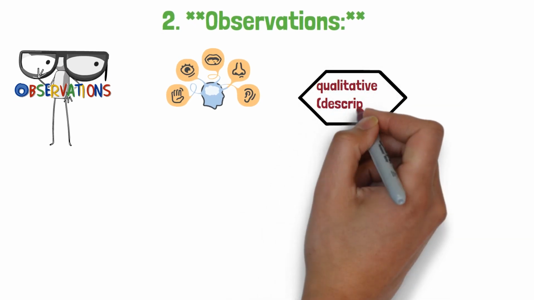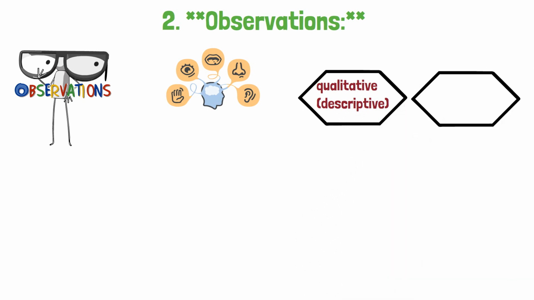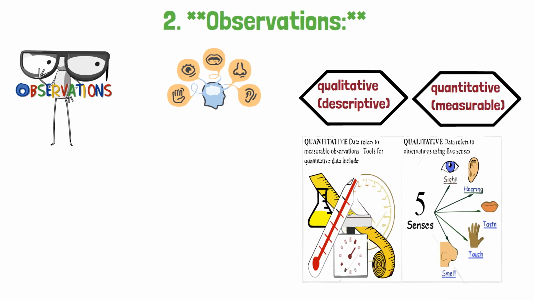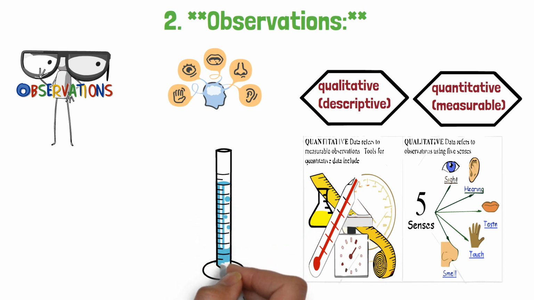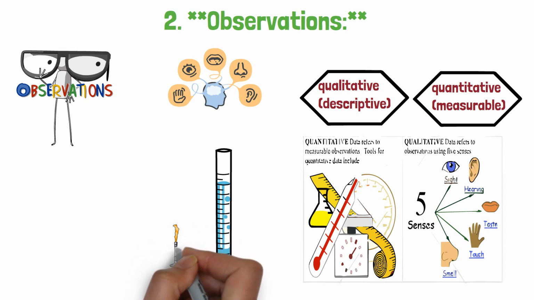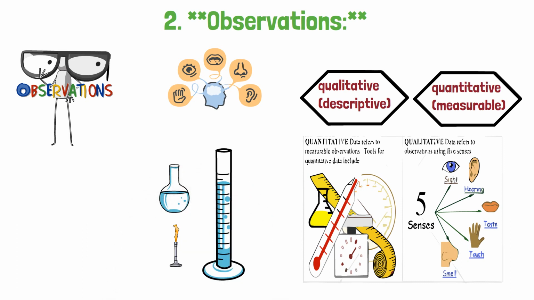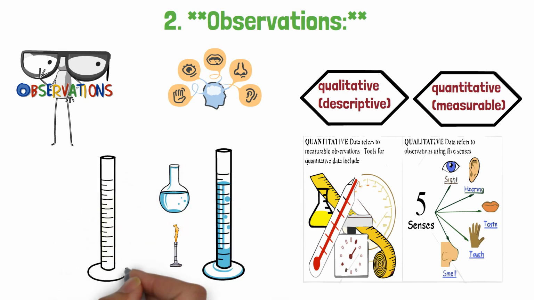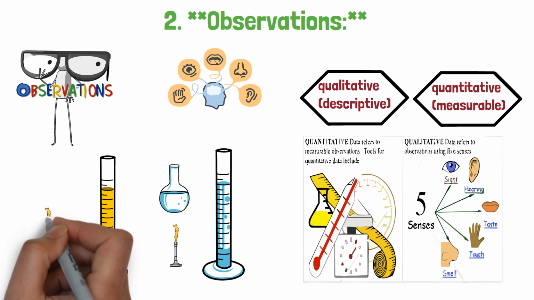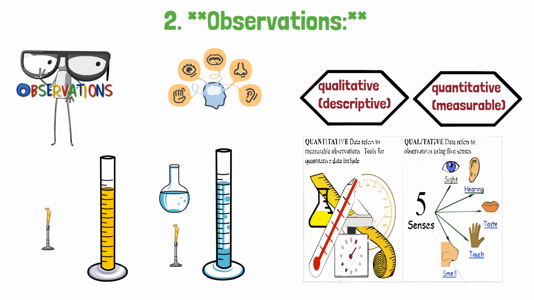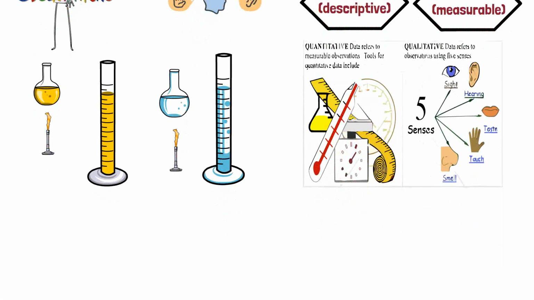These observations can be both qualitative, descriptive, and quantitative, measurable. Quantitative observations, measured in numbers, are considered more precise. Qualitative observation examples: the freezing point of water is colder than the boiling point, or a liter of water is heavier than a liter of ethanol. Quantitative observation examples: the freezing point of water is 0 degrees Celsius, and the boiling point is 100 degrees Celsius, or a liter of water weighs 1,000 grams, and a liter of ethanol weighs 789 grams.